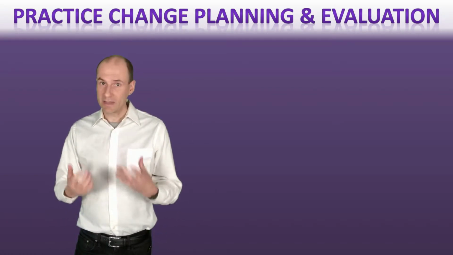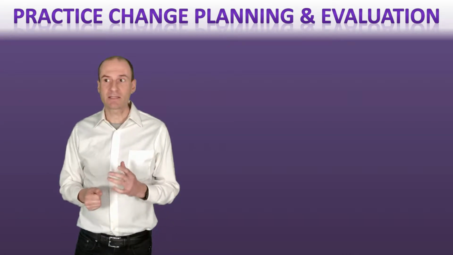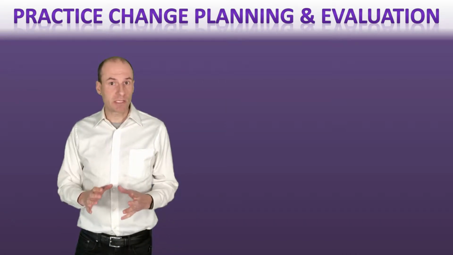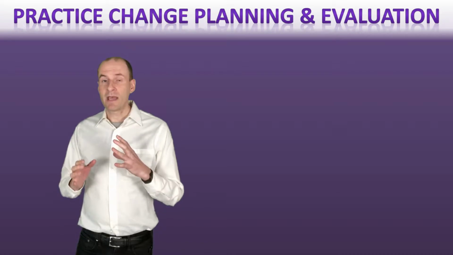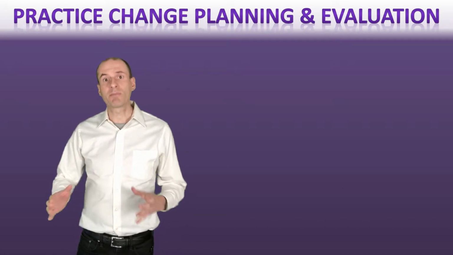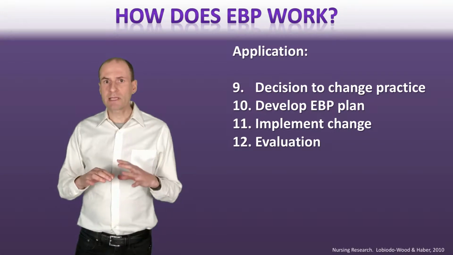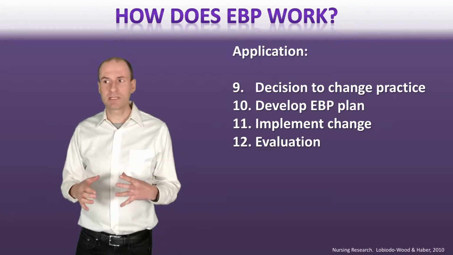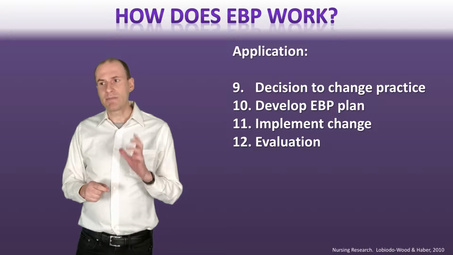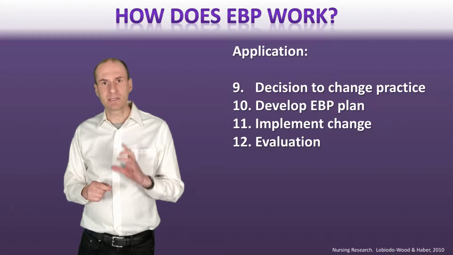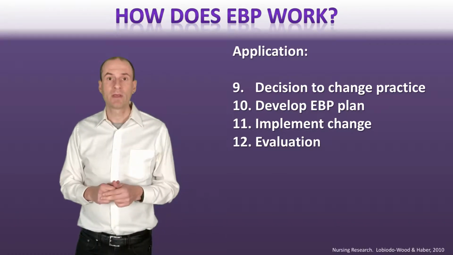In this section, we're going to be talking a little bit about how you go from having decided that you think it's the right thing to go forward with changing practice to actually making a plan for doing so, implementing that plan, and also evaluating that throughout the process. So here, we're really talking about the application components of things. We've already talked about step 9, but we're focusing here on steps 10, 11, and 12.